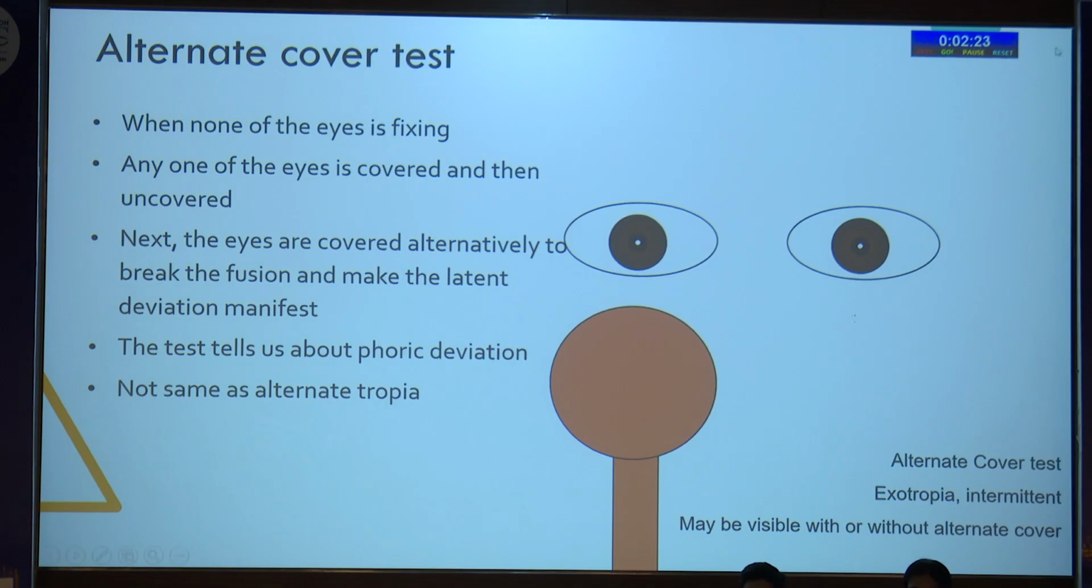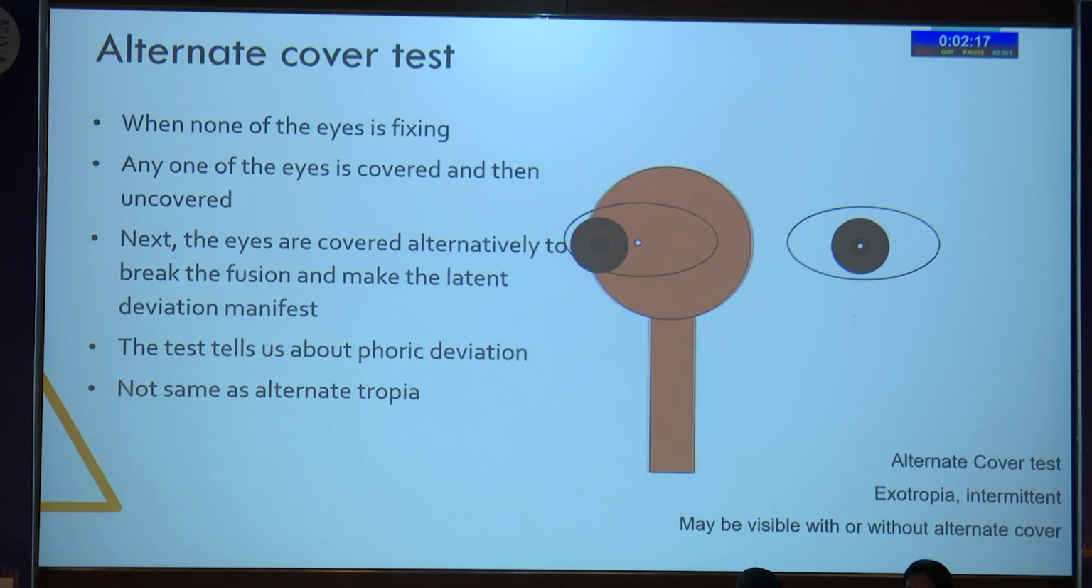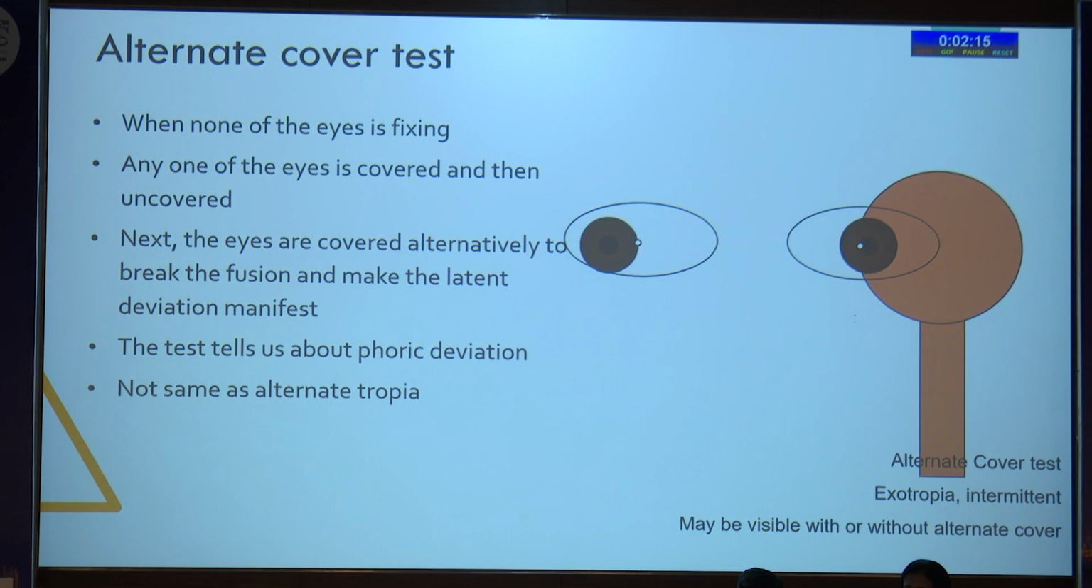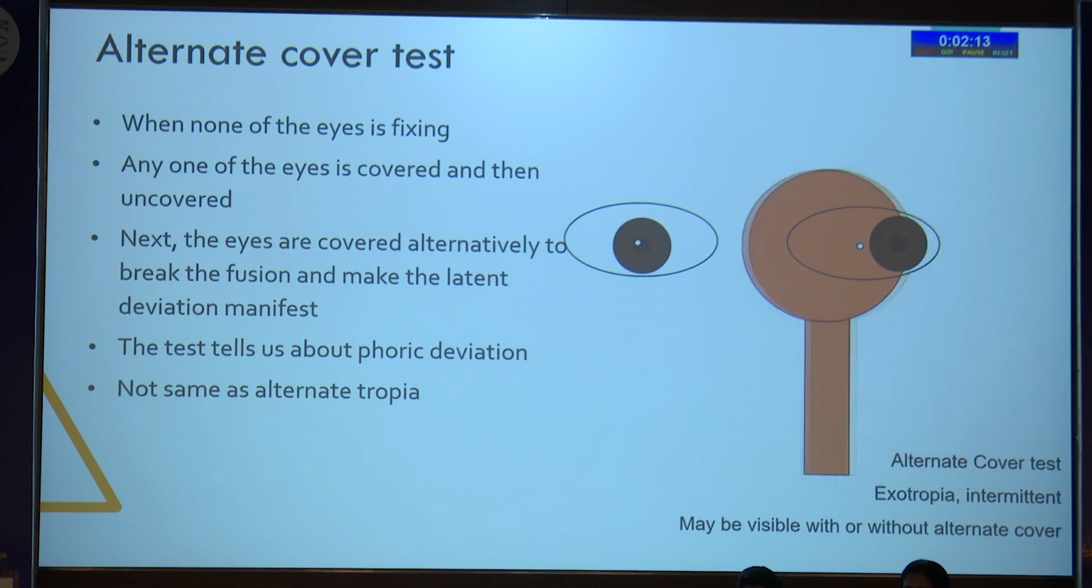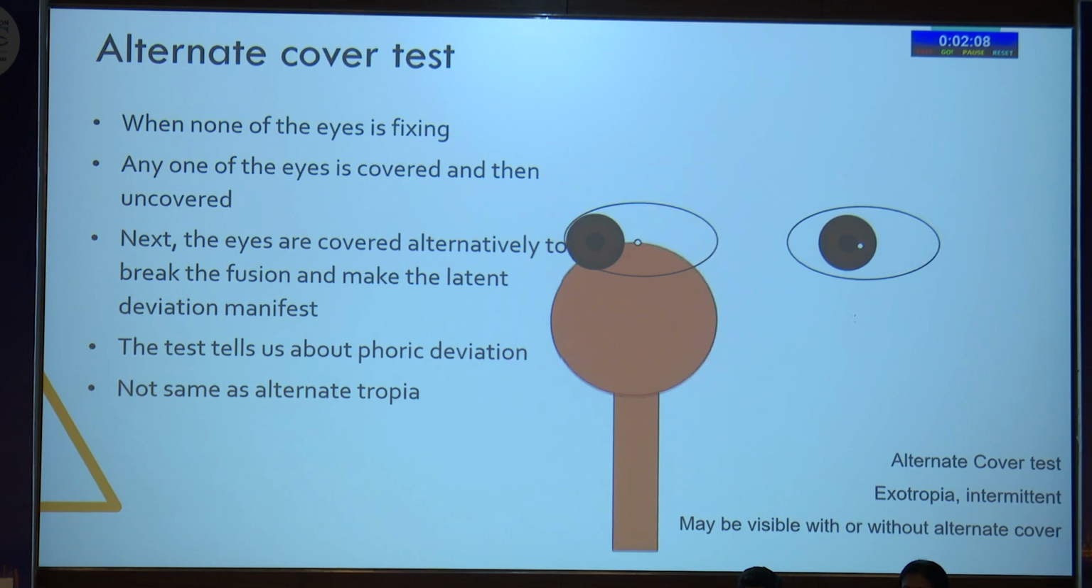Then you have the alternate cover test, mainly for breaking the fusion, mainly done for phoric deviations, for latent deviations. The alternate cover test should not be done in all cases, because if you do an alternate cover test, you are going to see an alternate tropia, regardless of whatever the deviation is, whether it is phoric or tropic.